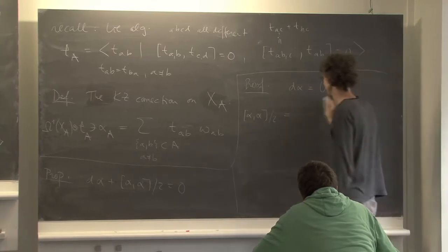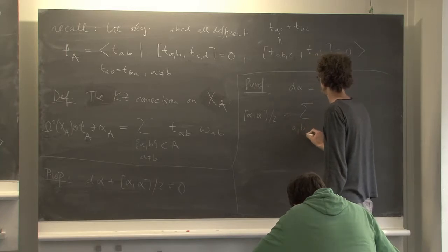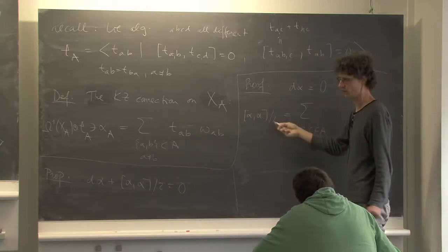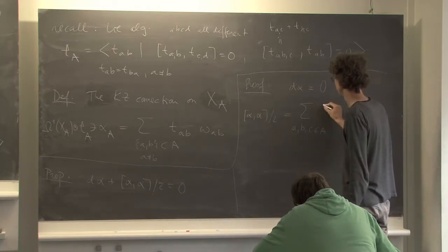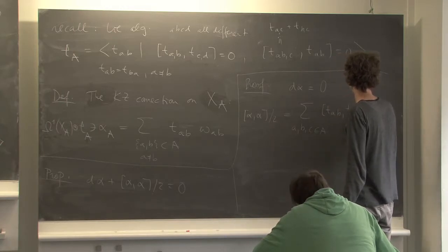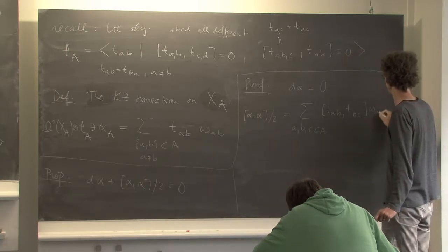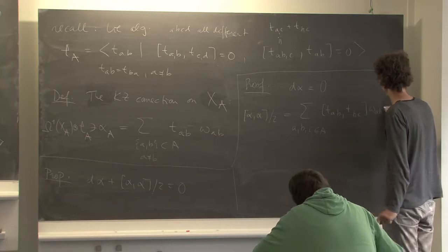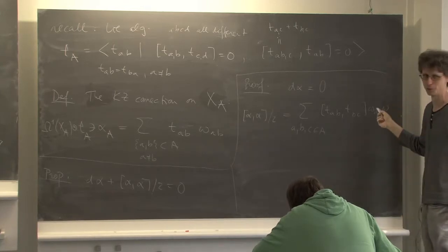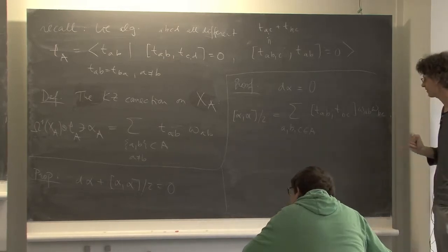Sorry if I missed some sign or two, but in the end it doesn't matter because it's going to be 0. It should be something like the sum over all A, B, C, we can suppose that they are all different, of T_AB, T_BC, and omega_AB wedge omega_BC. I will also stop writing wedges, and at some point I will just stop writing everything.